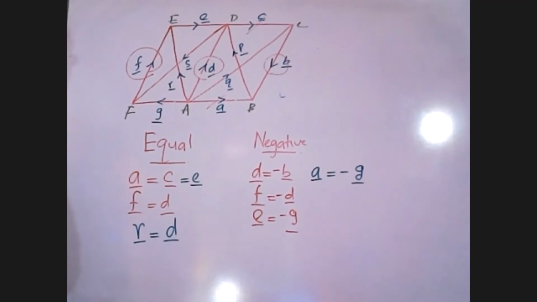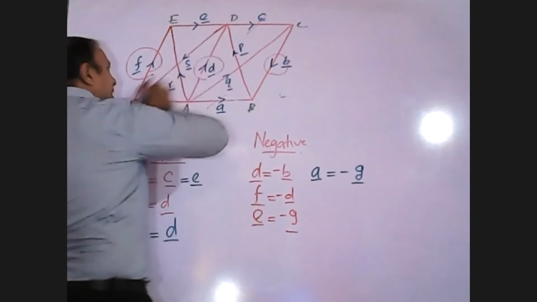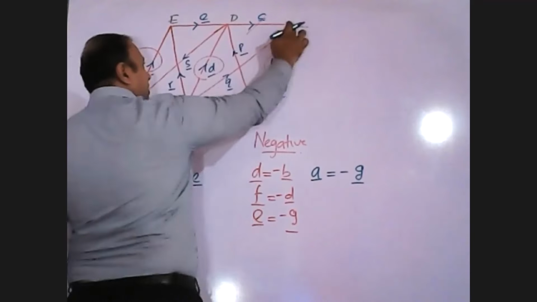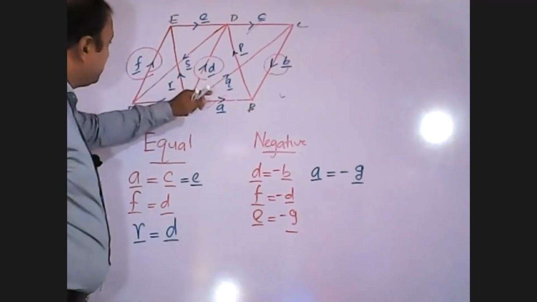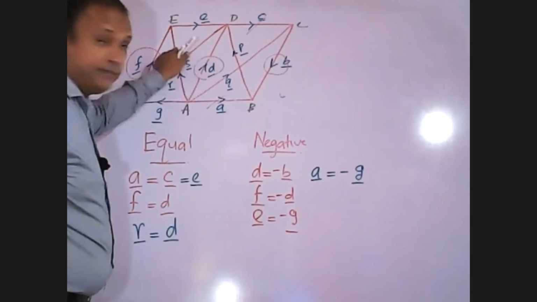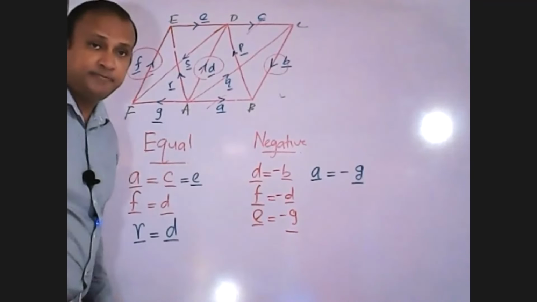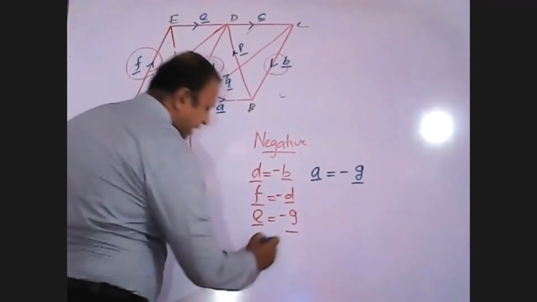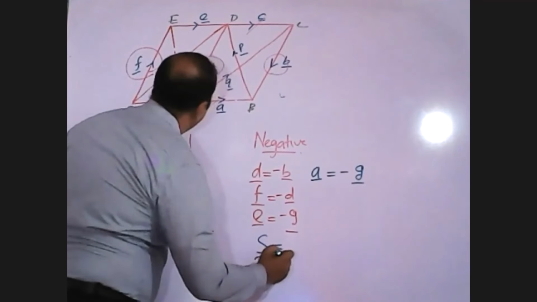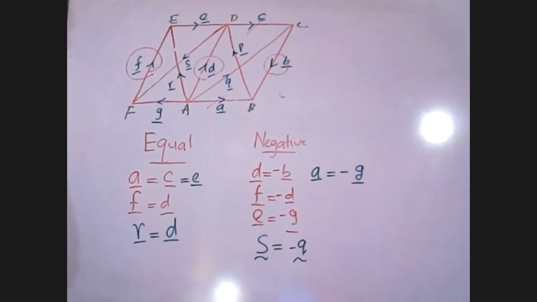Then the vector S means this diagonal vector. This diagonal vector and this diagonal vector should be equal in magnitude and parallel to each other, but look at the arrowheads. Arrowheads are in opposite direction. Therefore, they should be negative vectors. So S is a negative vector of Q.